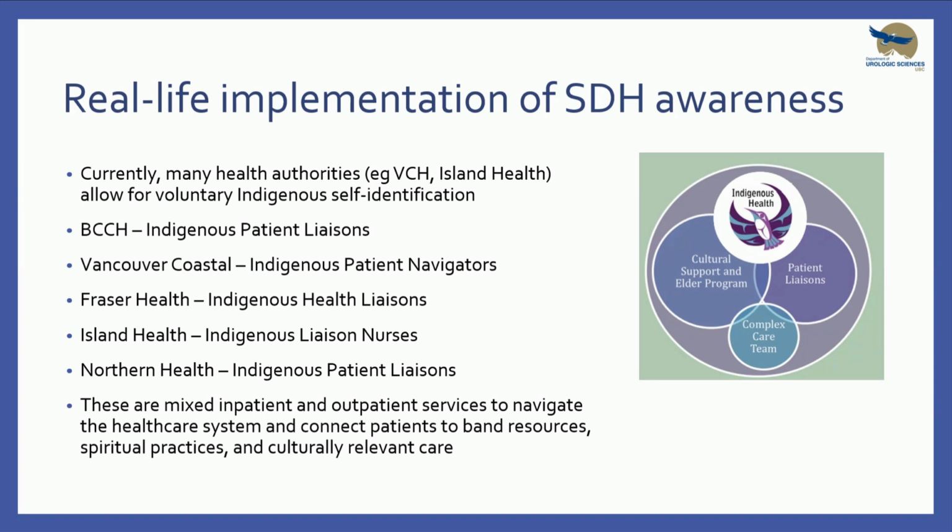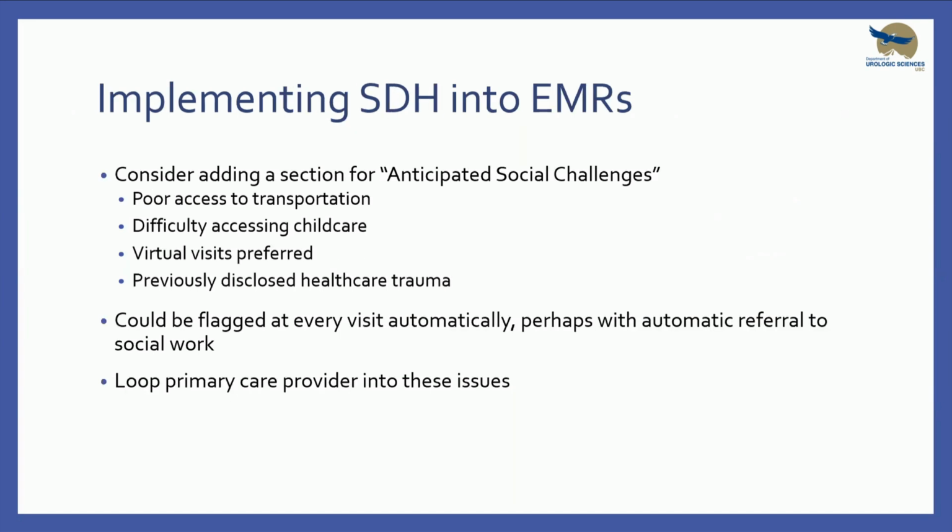So this is an extra resource specifically for these people who we know have what we call a negative social determinant of health. Of course, there's always more we could do as the province transitions into electronic medical records. I think we could consider adding a section for anticipated social challenges, things like poor access to transportation, difficulty accessing childcare, stating that someone prefers virtual visits or has a history of previously disclosed healthcare trauma that may make them a bit more skittish of the healthcare system. This could be flagged at every visit automatically, perhaps include an automatic referral to social work, and even an automatic referral to loop the primary care provider into these issues.